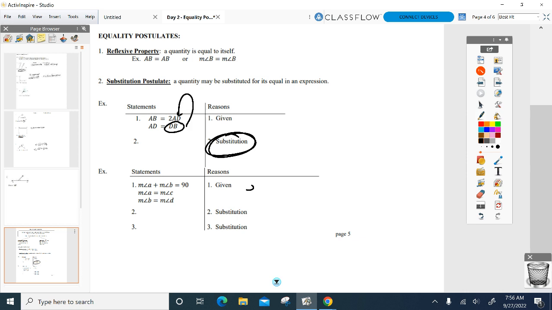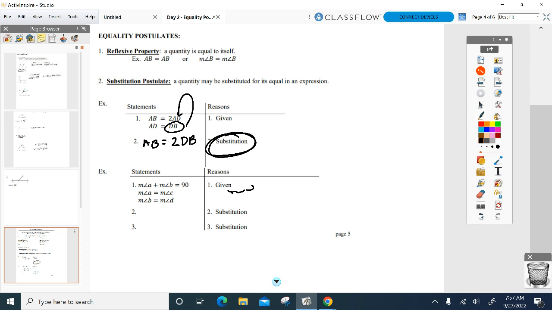DB. Everyone see the substitution there? Since AD and DB are equal, I could substitute in DB anywhere I see an AD because they're equal. So what's my new statement I can write? AB is also the same length as 2 times what? DB now.